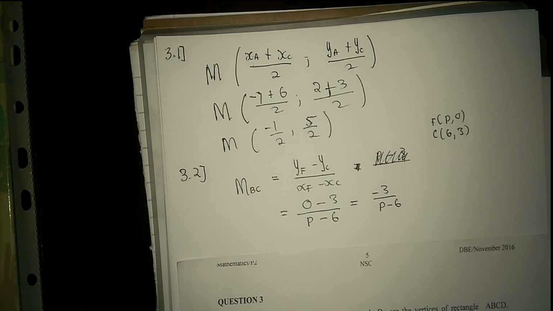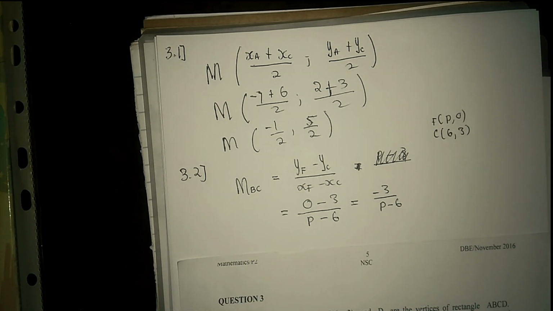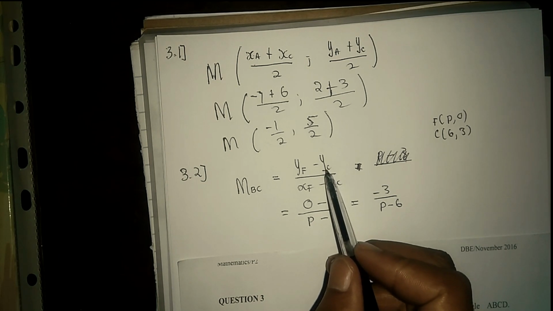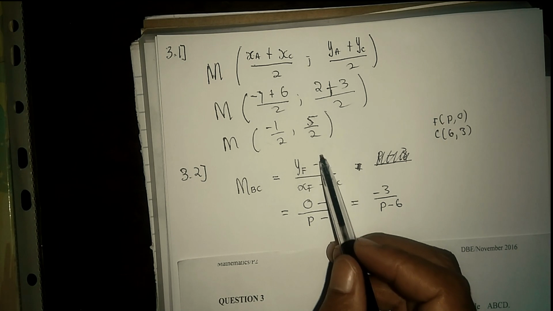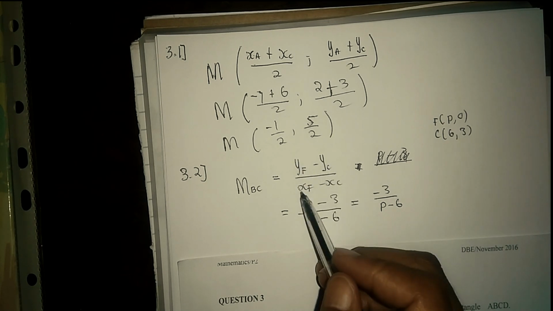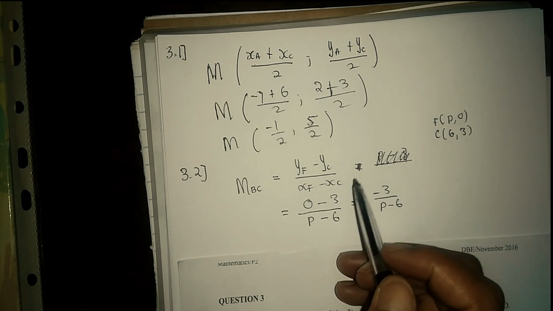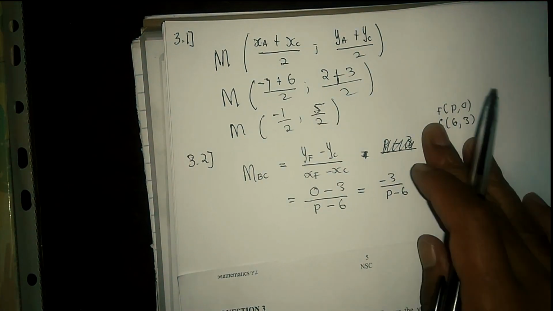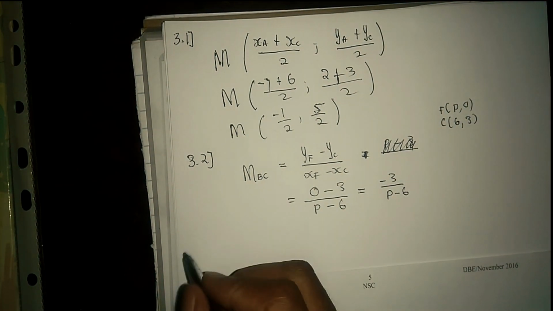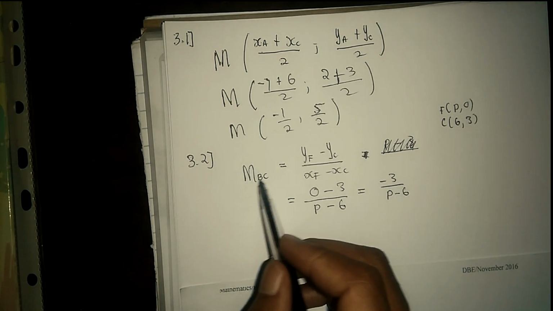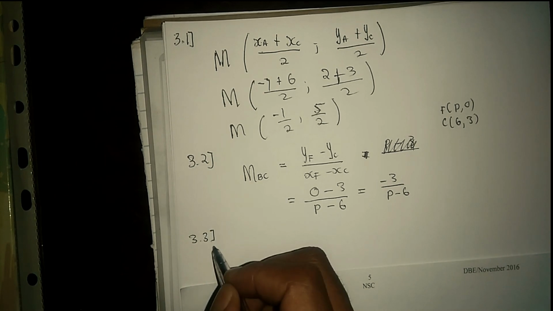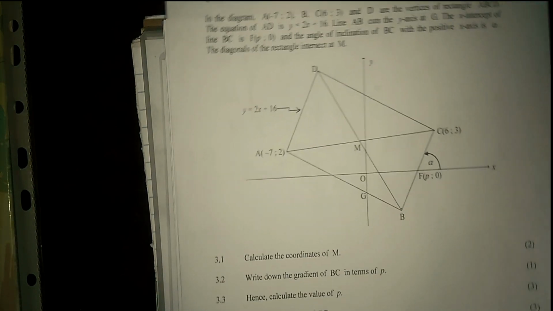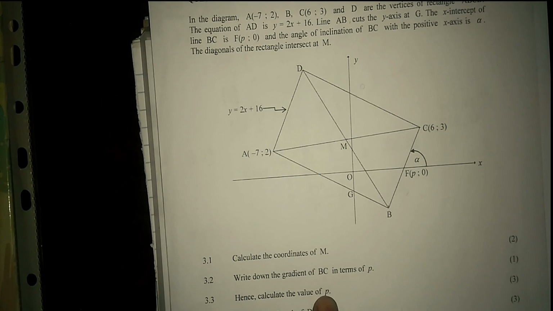So that is the answer for the gradient of BC. Sometimes instead of YF minus YC, we can say YC minus YF and do the same for the denominator. It doesn't matter, eventually we get the same answer. So the gradient of BC has been written in terms of P. 3.3, hence calculate the value of P.